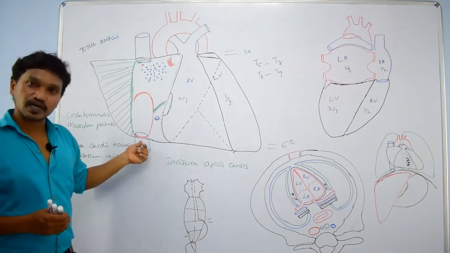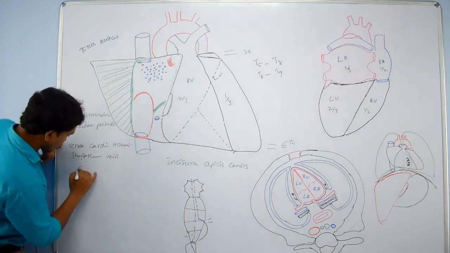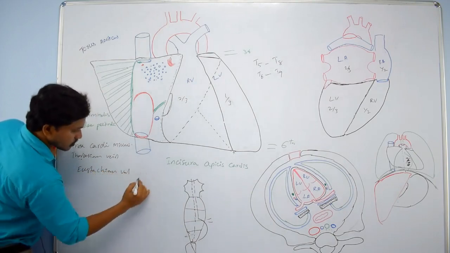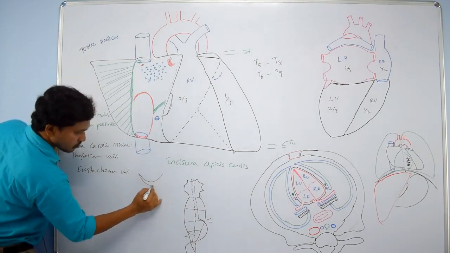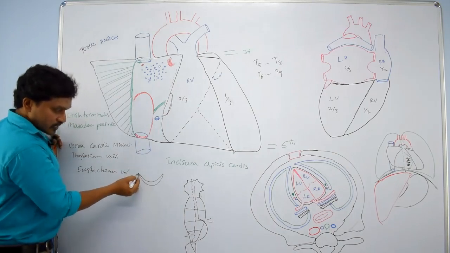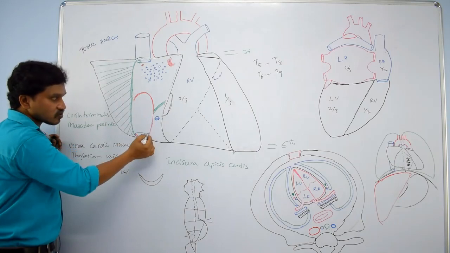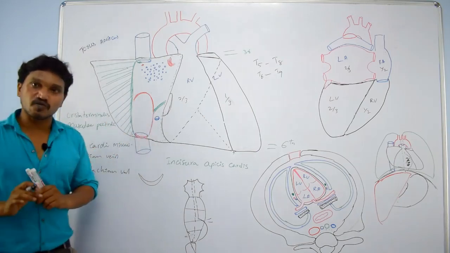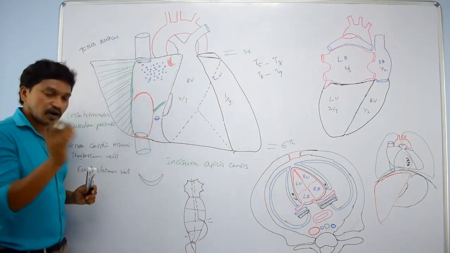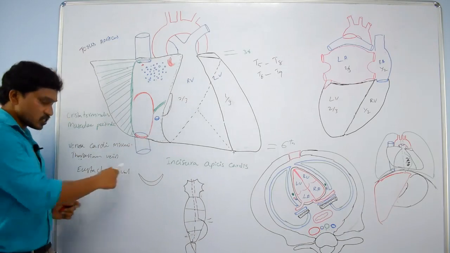Then the inferior vena cava opening is guarded by one valve. That valve we call the Eustachian valve. Actually this Eustachian valve is semilunar, half-moon in shape, so it has two horns. This is the right horn and this is the left horn. The right horn continues with the crista terminalis. The left horn continues with the anterior margin of the limbus fossa ovalis. Don't worry, I will tell you what the limbus fossa ovalis is. So this is a semilunar valve, the Eustachian valve.